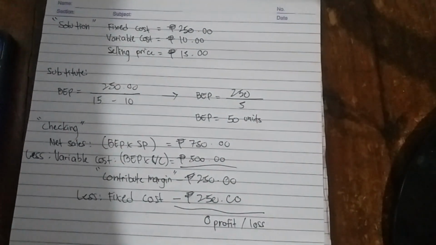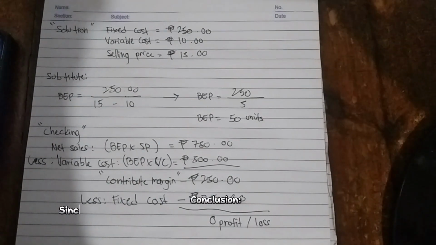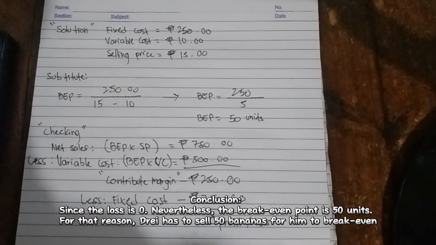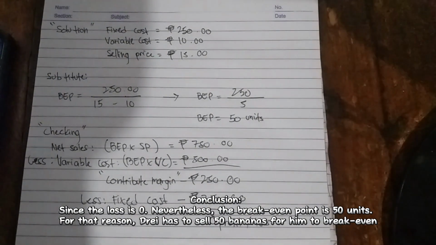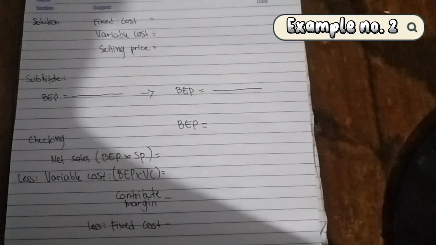Let's have now our conclusion. Since the loss is 0, the break-even point is 50 units. For that reason, Dre has to sell 50 bananas for him to break even. Moving on from problem 1, let's have now our problem 2.